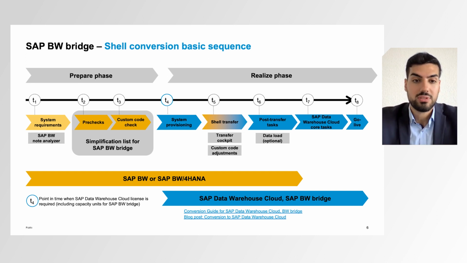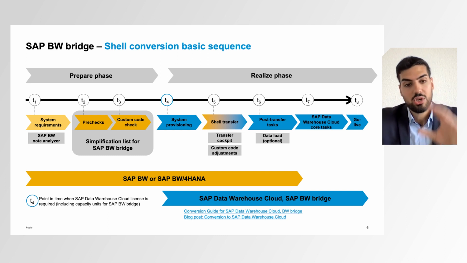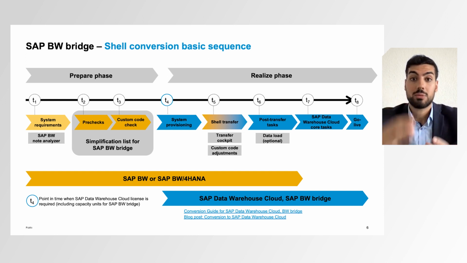Then we continue within T2 with the pre-checks. Here it is important to know that we are providing a dedicated pre-check tool to identify important steps customers need to take to ensure that their overall sender system is ready for the transfer. The tool, for example, identifies which objects can be automatically converted, transferred, which objects might need to be deleted as they are not available or supported in SAP BW Bridge, or where we might need to do some adjustments. That means the overall housekeeping activities can also be identified here within T2 with the pre-check tool.